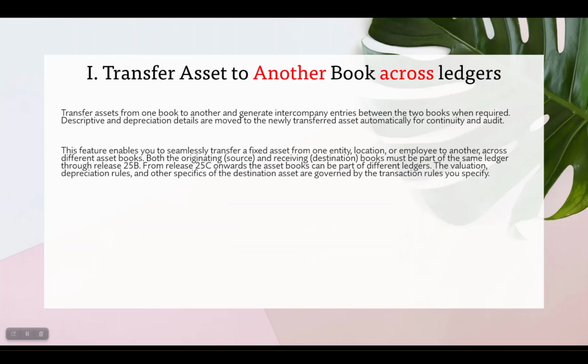These features, again, let you seamlessly transfer assets from one entity, location, or employee to another, or across different asset books. Both the source and destination books must be part of the same ledger. This is through release 25B. From release 25C onwards, the asset books can be part of different ledgers. So this is the difference here. In the prior release, it must be the same ledger.